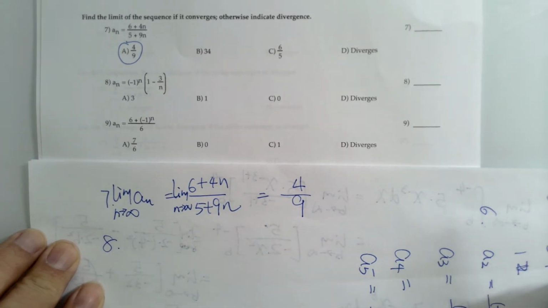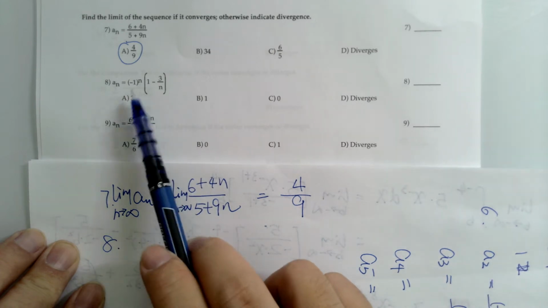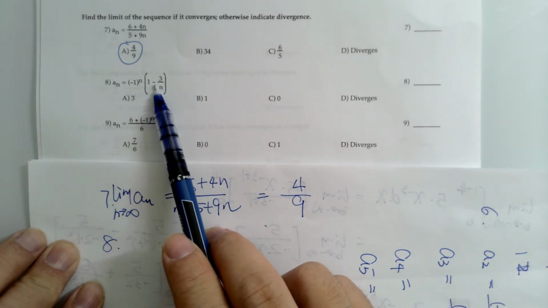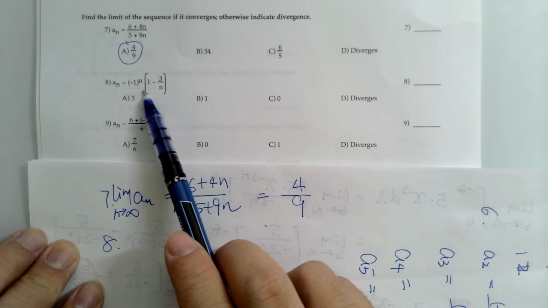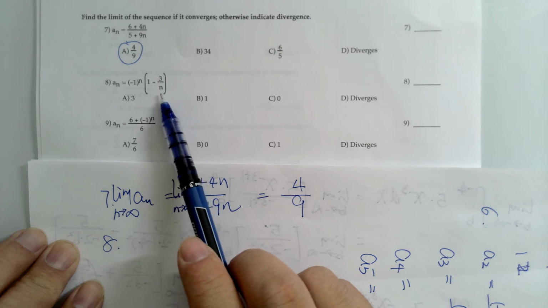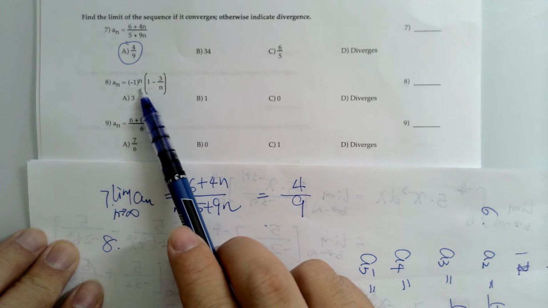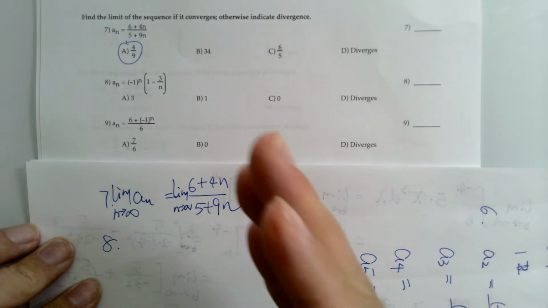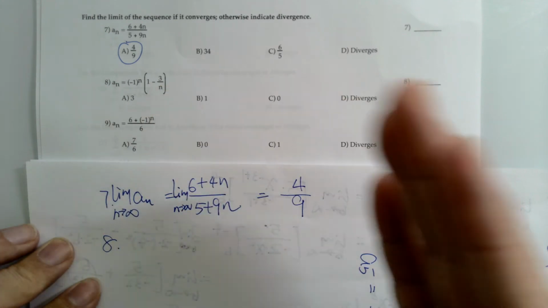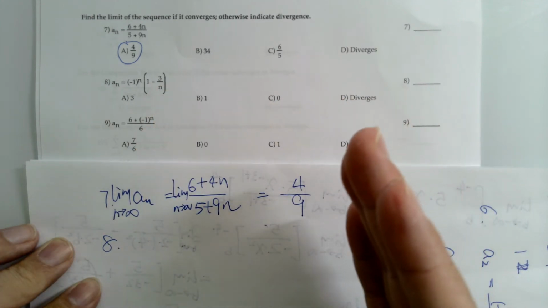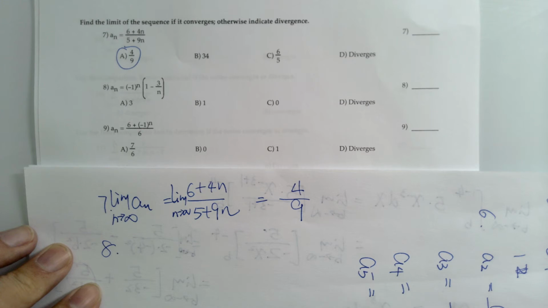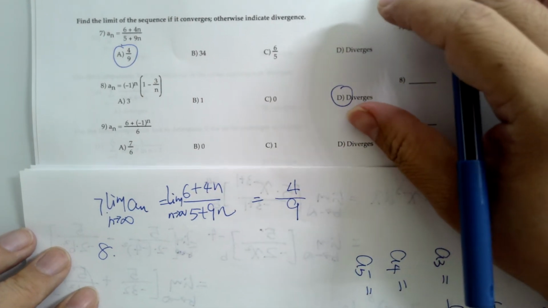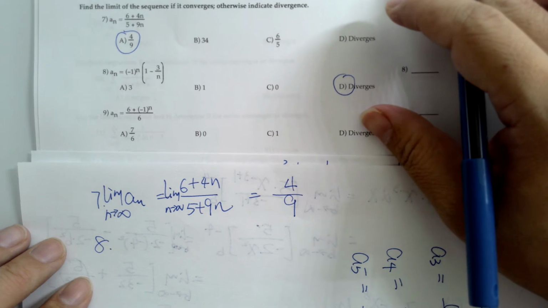Number 8. So we have negative 1 to the power of n times 1 minus 3 over n. As n goes to infinity, if we only look at the inside of the parentheses, it goes to 1. But the negative 1 to the power of n will keep alternating. So it's either negative 1 or positive 1, negative 1, positive 1, and this alternating will never stop. So hence, this sequence diverges. Okay, that's easy.